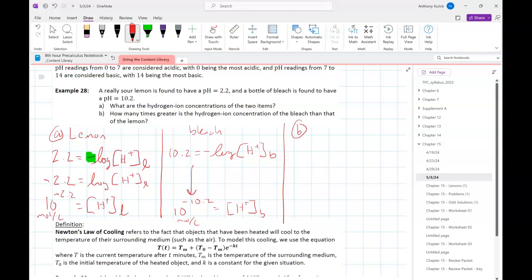Part B then says, how many times greater is the hydrogen ion concentration of the bleach than the lemon? I think that must be a typo because the lemon certainly has more ions than the bleach. So if I reduce 10 to the negative 2.2 over 10 to the negative 10.2, what do I get?